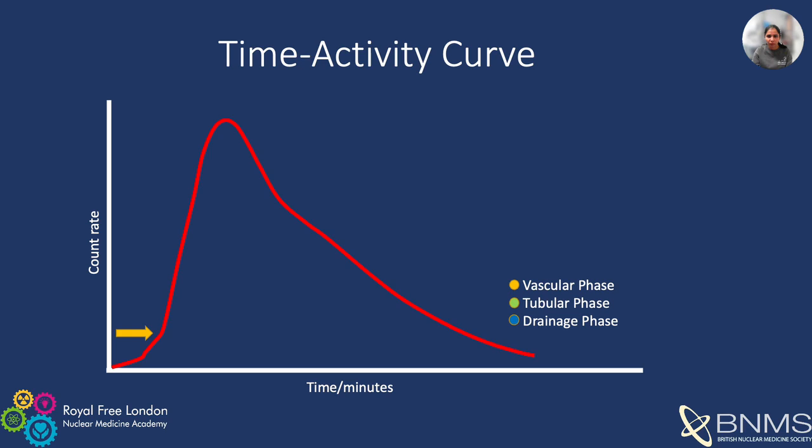The second phase is the tubular phase. In the second phase, the nephrons extract the radiotracer from the blood to be excreted into urine by either glomerular filtration or tubular excretion, which is normally 20 to 30 minutes after the injection.